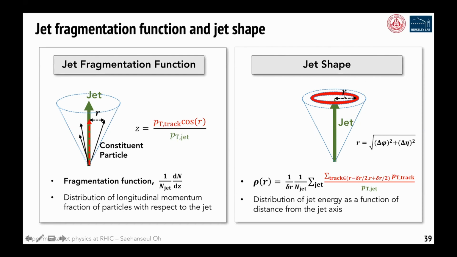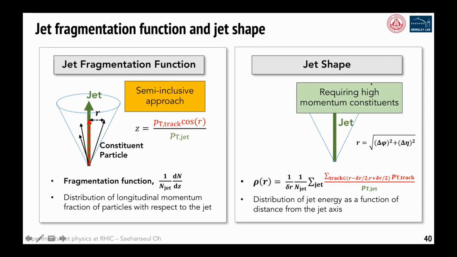And jet shape is where we make a ring and then measure the energy within this ring as a function of R. So the distribution of jet energy as a function of distance from the jet axis. That's what we call the jet shape measurement.